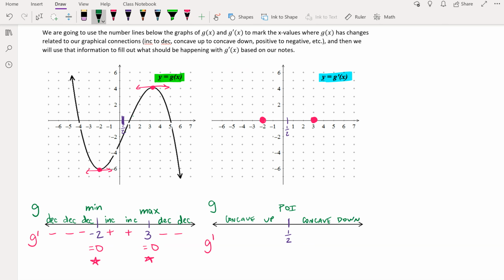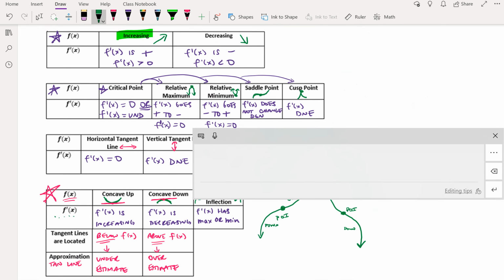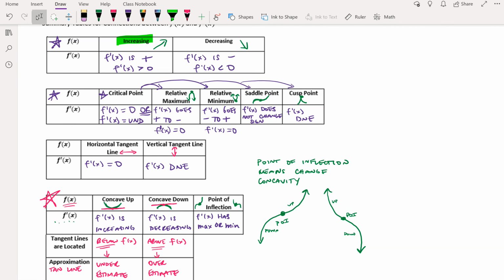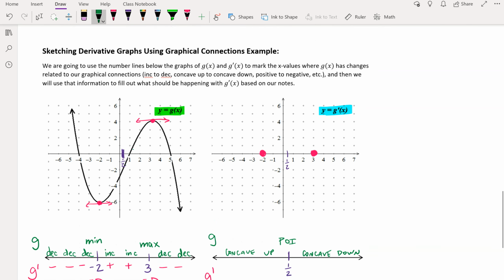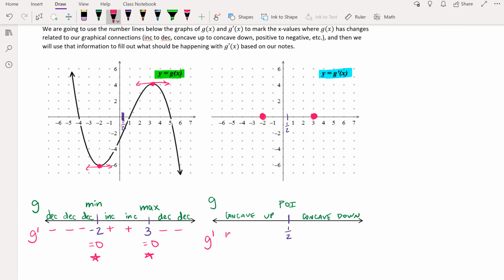on G. And now let's make sure we know what that means for G prime. So we're going to go back to our graphical connections. When F is concave up, F prime is increasing. So up means the derivative is increasing, down means the derivative is decreasing. So let's make that note. G prime is increasing for concave up. G prime is decreasing for concave down.